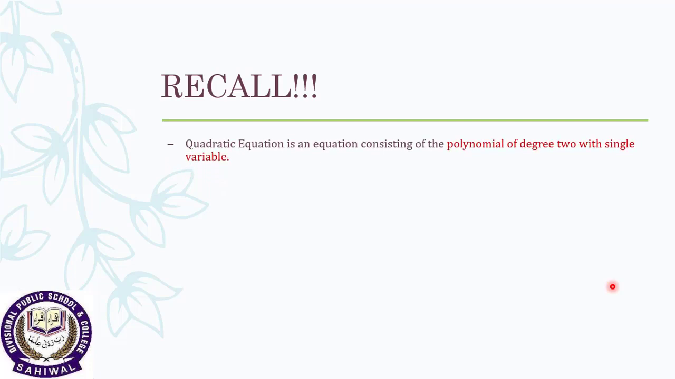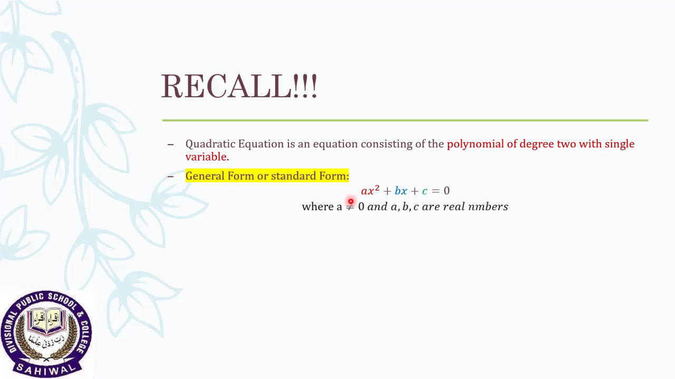Quadratic equation is an equation consisting of the polynomial of degree 2 with single variable. The standard form or the general form of quadratic equation is ax square plus bx plus c equal to 0. In this equation, a should not be equal to 0 and a, b and c are real numbers. If a is equal to 0 in the standard form of quadratic equation, then it reduces to the linear equation bx plus c equal to 0.